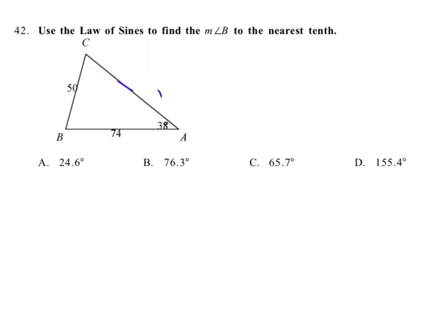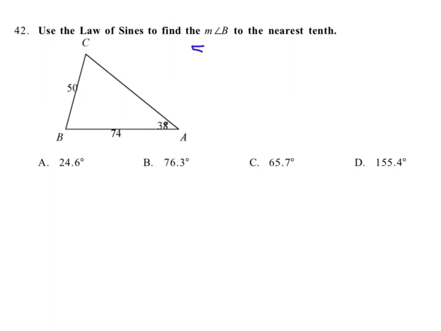Any ideas? Well, using angle A and side C, we can find angle C. And then guess what? If we know angle C, we have two of the three angles, and we can find the third by subtracting them from 180. Aha, there is a way to solve this. So we are going to solve for angle C, not angle B directly.